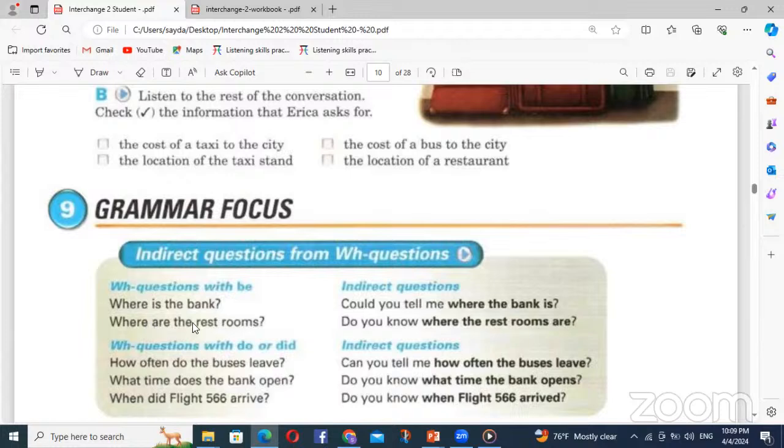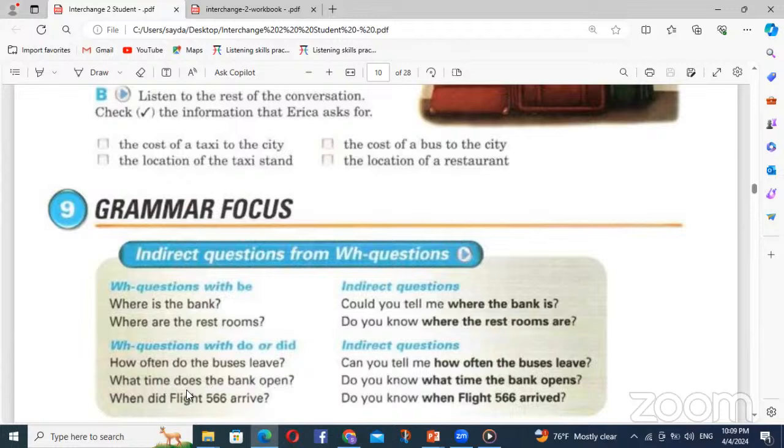Where are the restrooms? Then we use the WH word, then the verb to be or helping verb, and the subject. Okay, like this one: How often do the buses leave? WH word how often, auxiliary verb do, then the subject, and then the action verb leave in the simple form. What time does the bank open? WH word, then the helping verb, the subject, and open, which is the verb in the simple form.